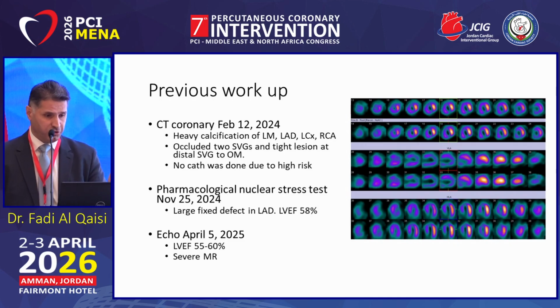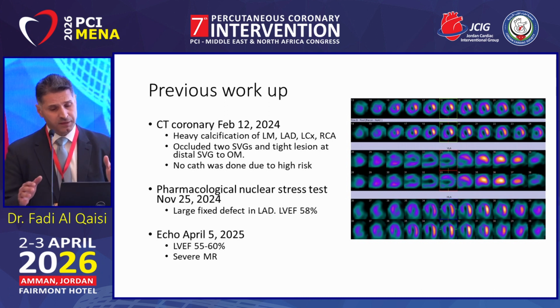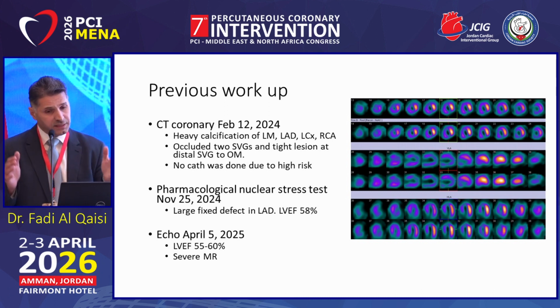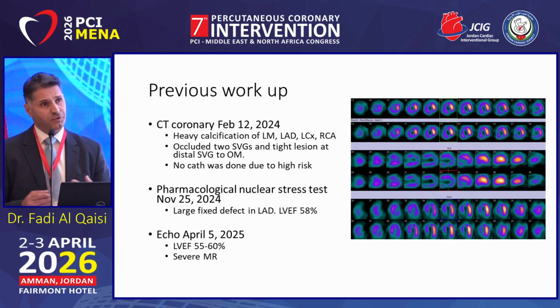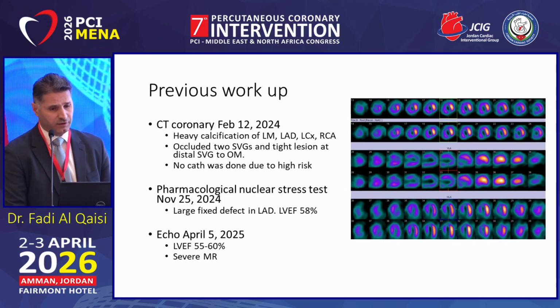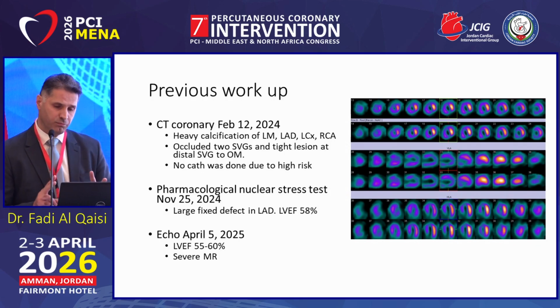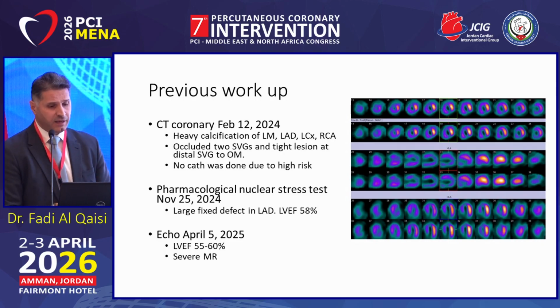She did have a pharmacological nuclear stress test in November 2024, and you can see on the right side the interpretation of it, that this is infarction. It's a fixed defect in the LAD, but the EF was reported to be 58%. And for people who are not used to these pictures, the bright color means blood is getting there, darker means no blood. And you can see here that the anterior wall is not evident on both, indicating or suggesting infarction. But the echocardiogram in April 2025, a few months ago, showed EF 55 to 60% with severe mitral valve regurgitation.